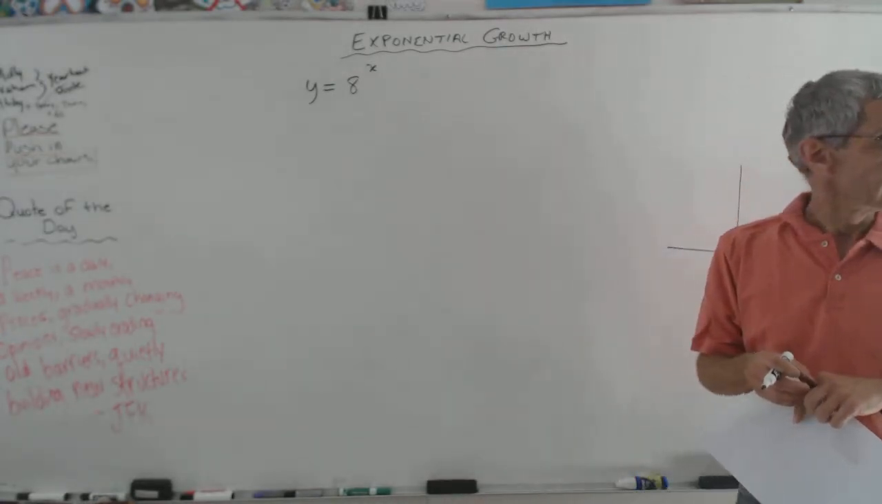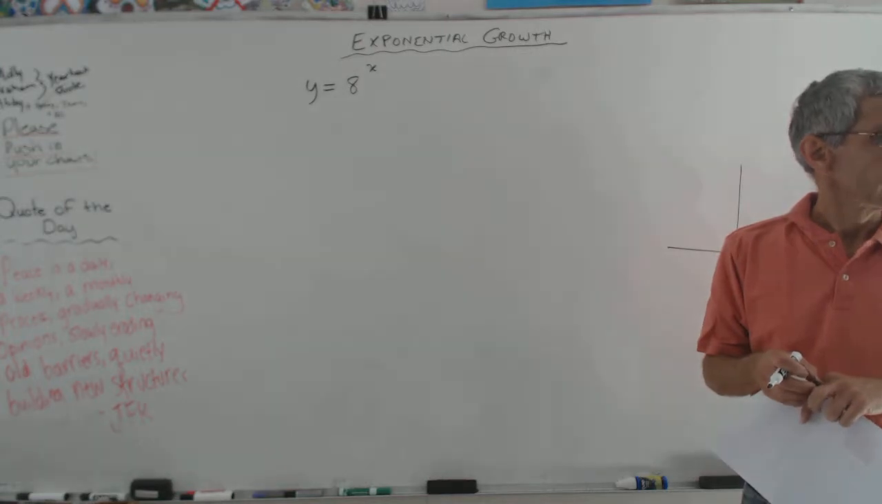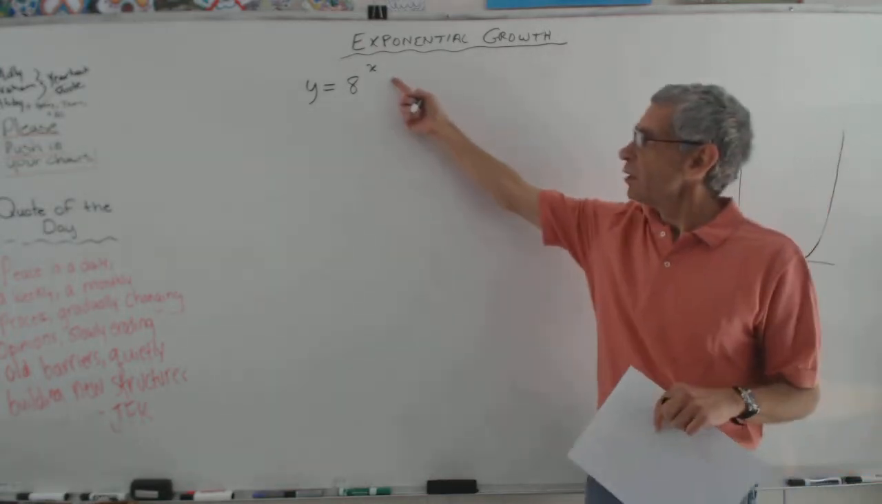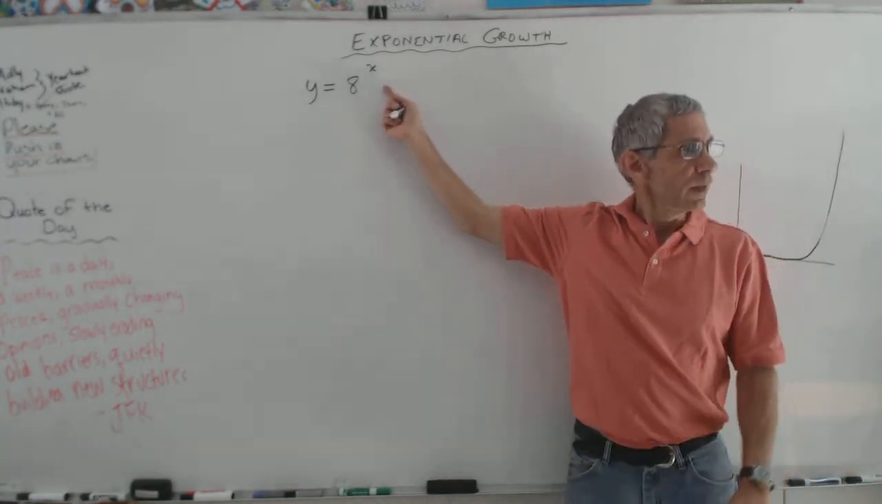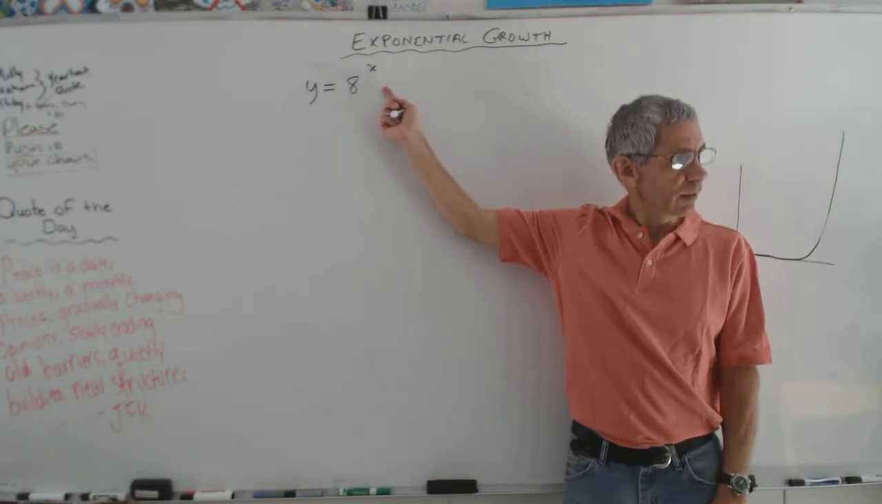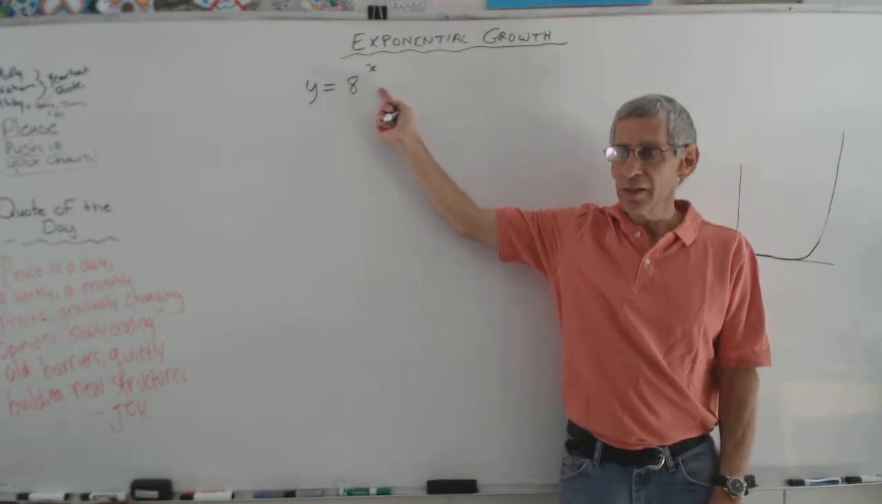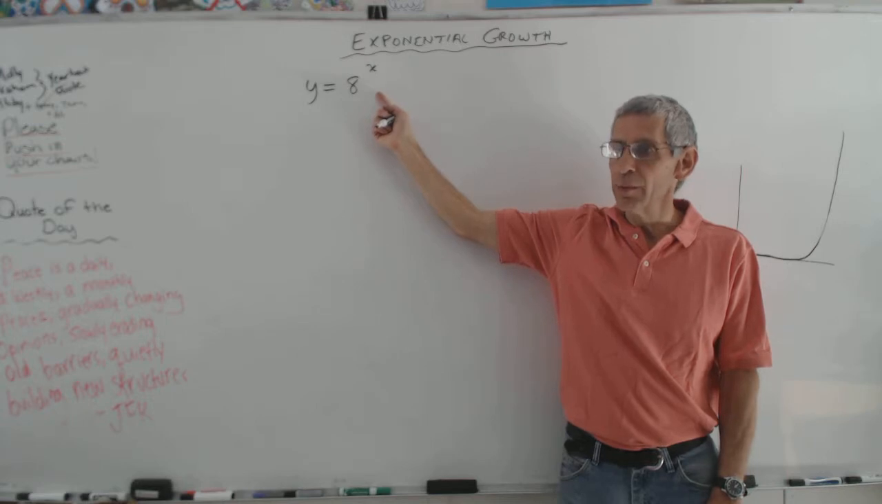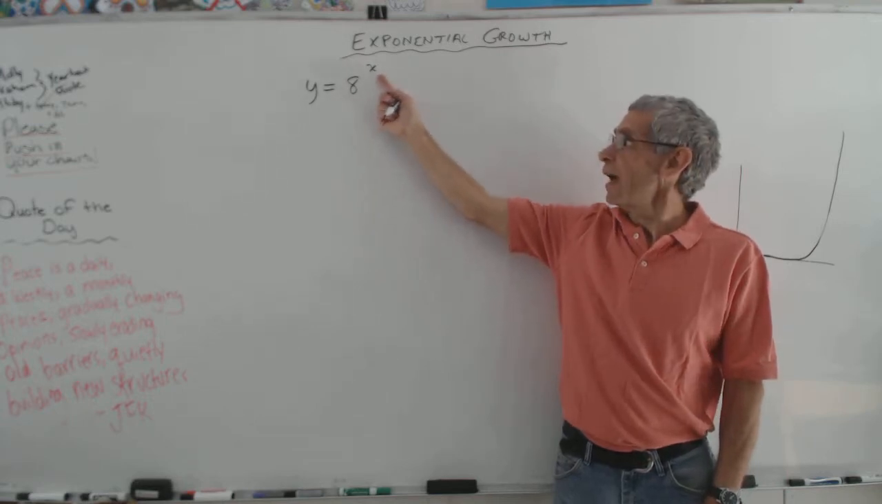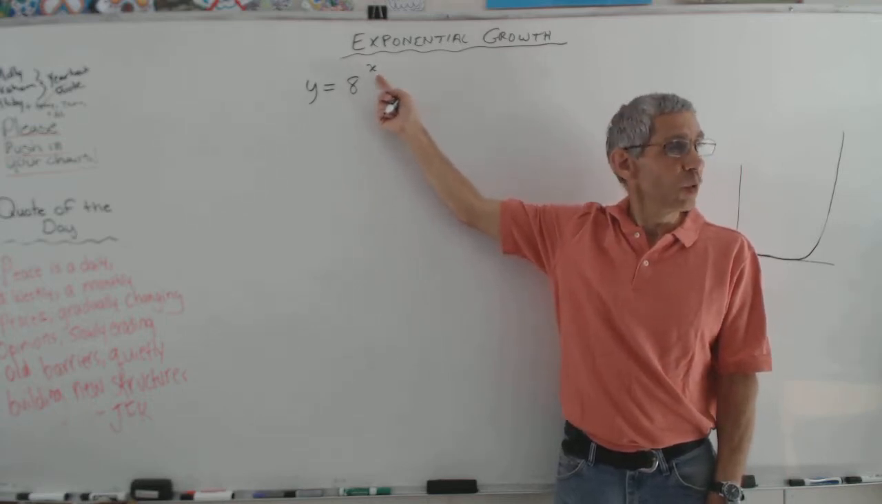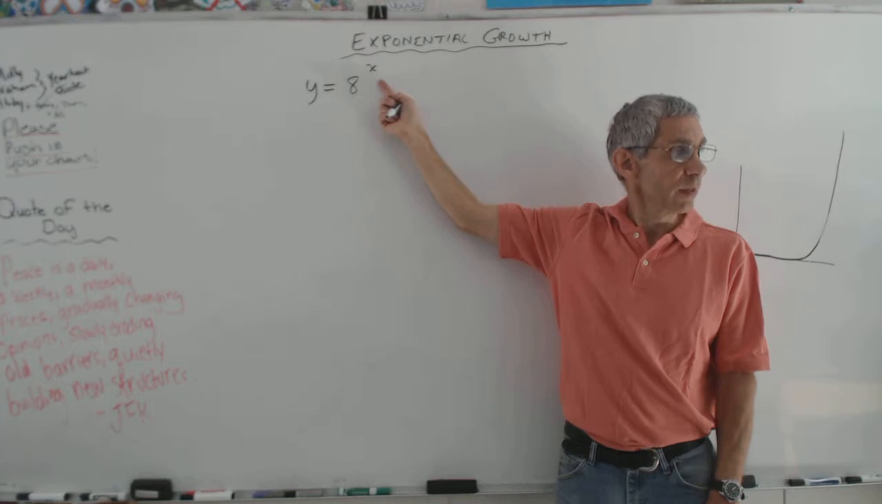How would I graph that? Now, this is interesting. Look where the x is. The x is my exponent. Isn't that interesting? This is not typical. This is not what we've been doing, right? It's because the x is the exponent that we have exponential growth. That's why amazing things, magical things happen.